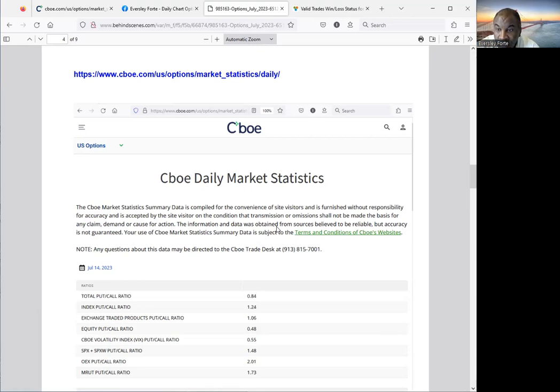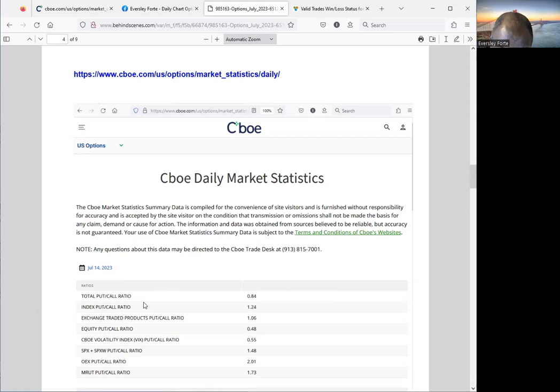So what this website shows, the CBOE, Chicago Board Options Exchange, each day they publish the put call ratio. And as this first value we see here on the site, the put call ratio, it's the total number of puts traded versus the total number of calls traded in the market. Overall, all the puts compared to all the calls, that is the put call ratio.